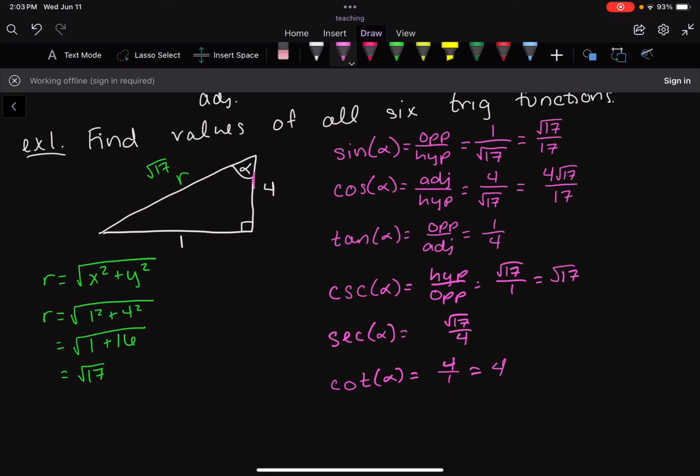Now this should feel really, really similar to the example we did last video in 1.4. I did one where I gave you a point, but we still made a triangle. The only thing I did to change this one up is I made the angle not be in standard position.